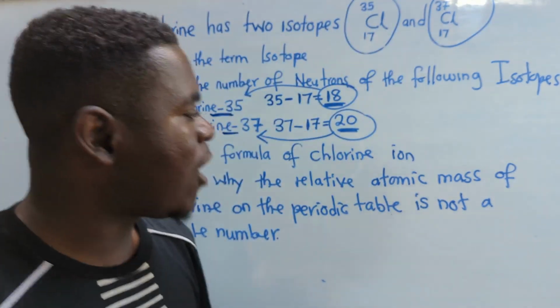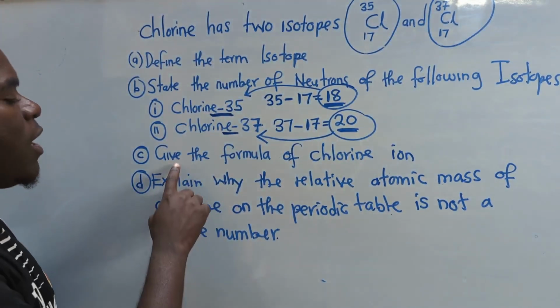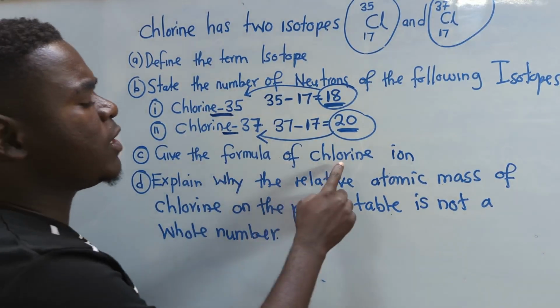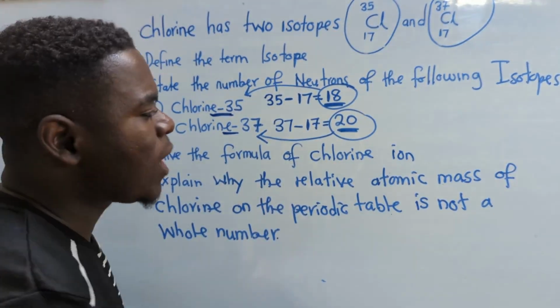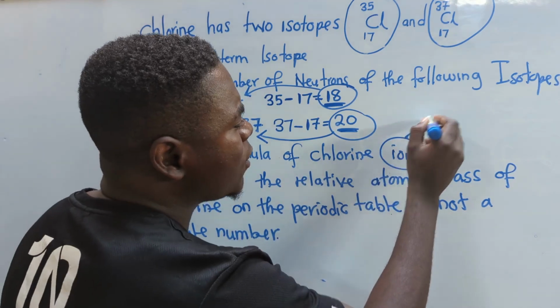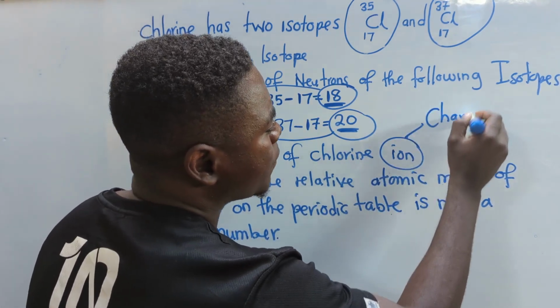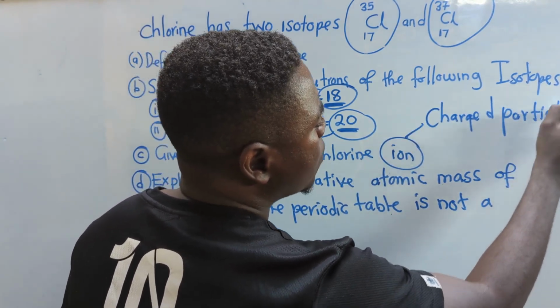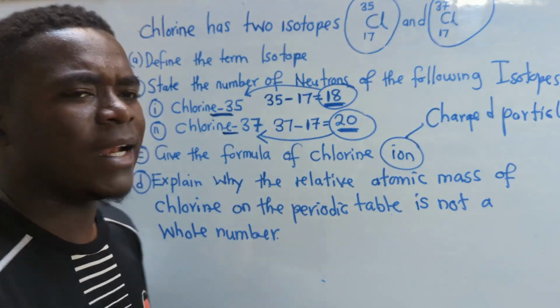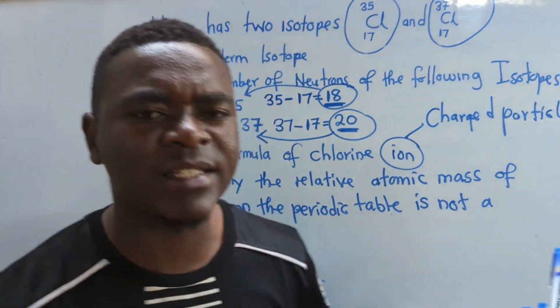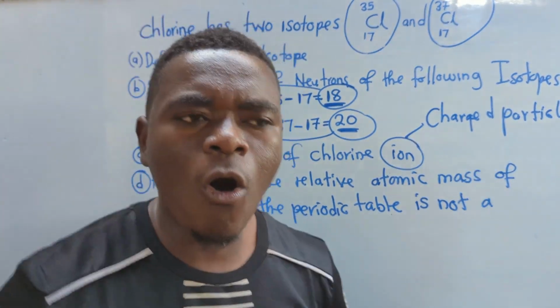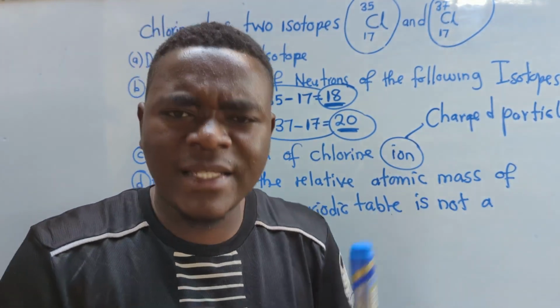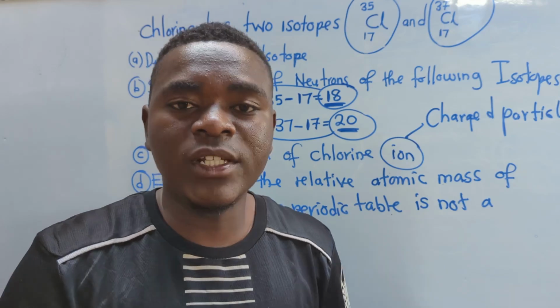Now we move on to the next question. Give the formula of the chlorine ion. What is an ion? An ion is a charged particle. So whenever we are talking about an ion, we are talking about a charged particle or a group of charged particles. This is what you need to understand.